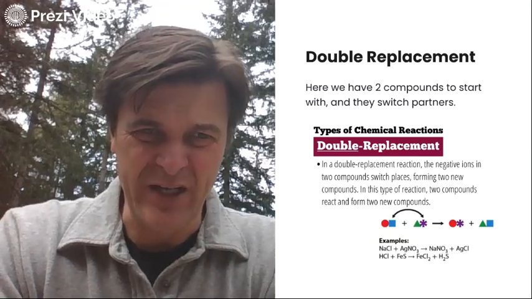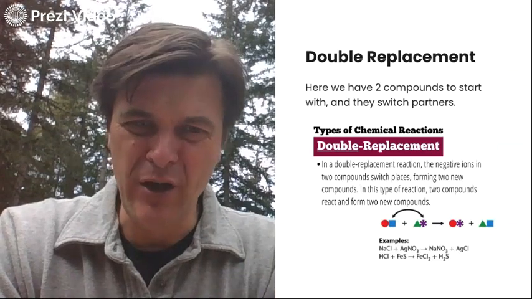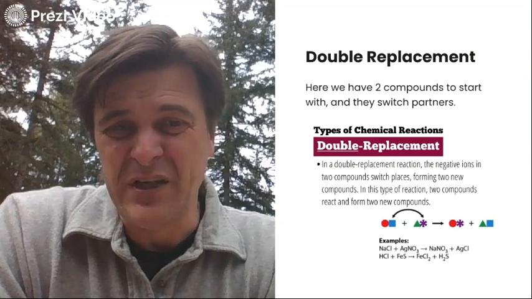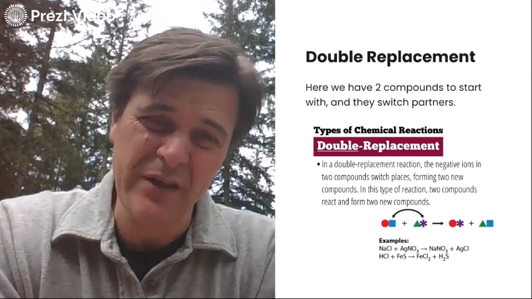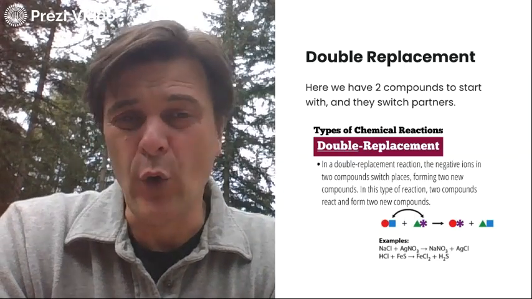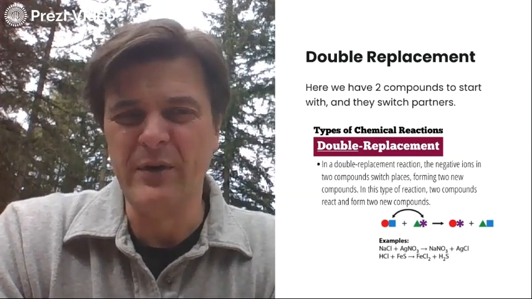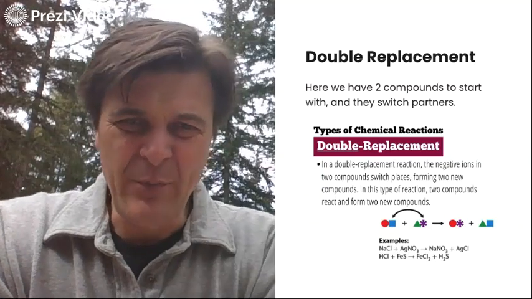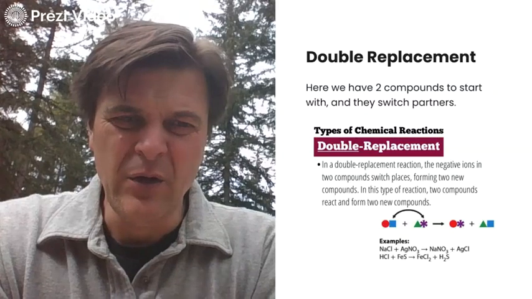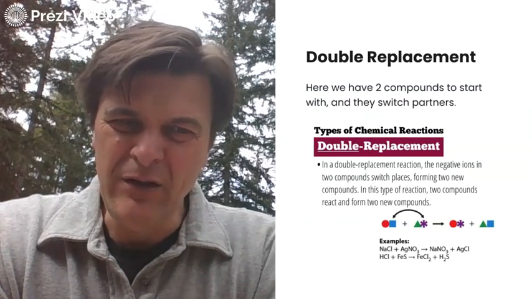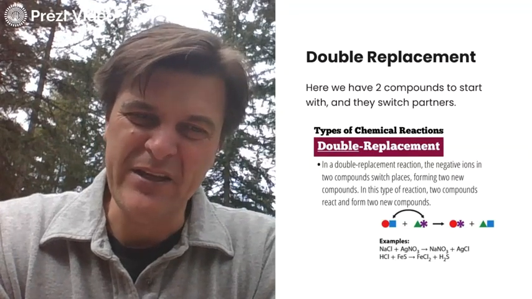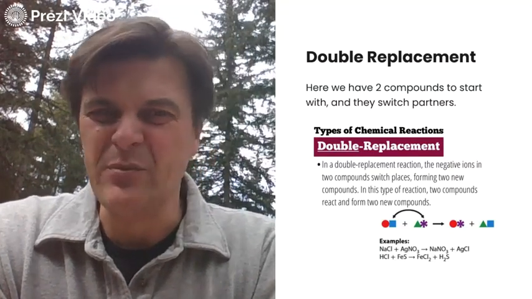So in a double replacement reaction, the negative ion, that would be the non-metal, in the two compounds, they switch places. It's also the same as if you say the positive ions are going to switch places. So the positive switches with the positive, which is metal with metal, or negative with negative, which is non-metal with non-metal. So in this example here that you see, you have the NaCl and you have AgNO3. Well, Na, the metal, is going to take the place of the Ag, the other metal. So Na swaps with Ag, and Ag takes the place of Na.